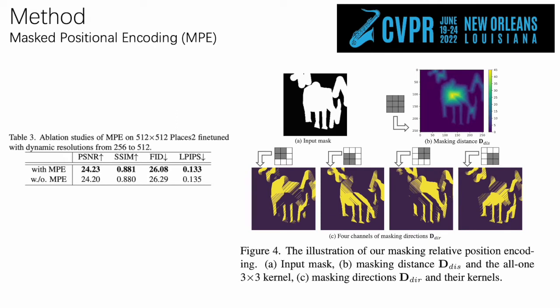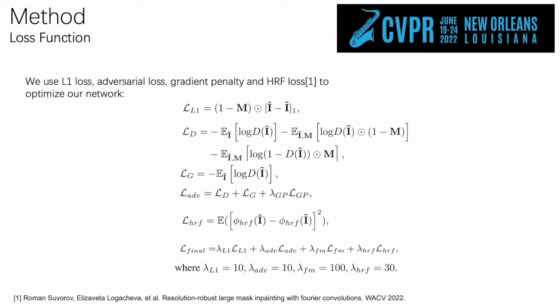Finally, we design a positional encoding for masked region. We utilize a 3x3 kernel to extract the distance and direction information relative to unmasked region. And we encode them into positional encoding, which can improve the results of high-resolution inpainting. We use L1 loss, adversarial loss, gradient penalty and HRF loss to optimize our network.